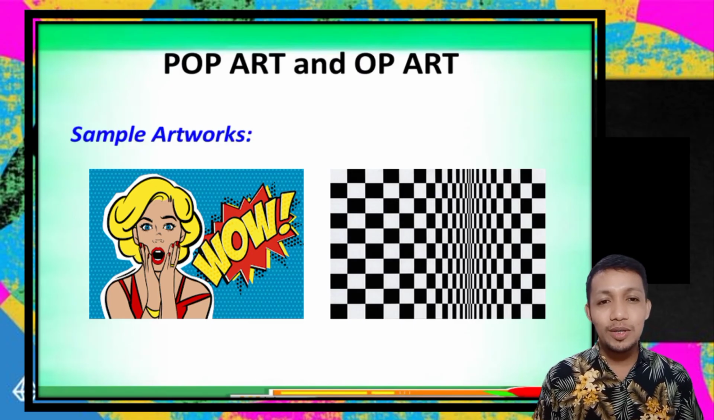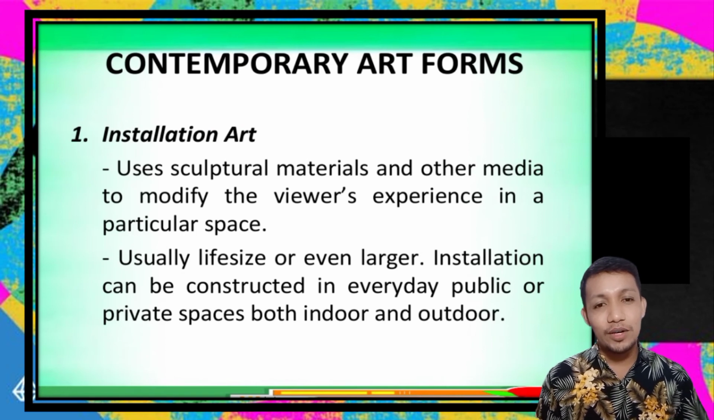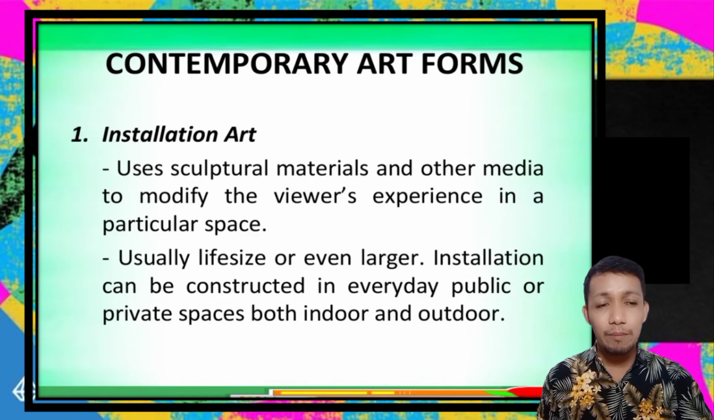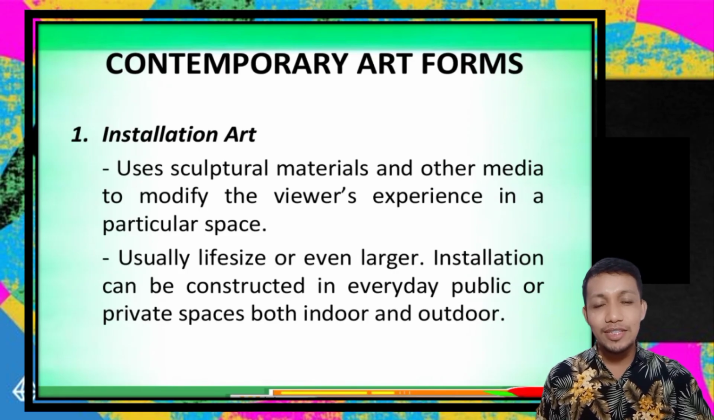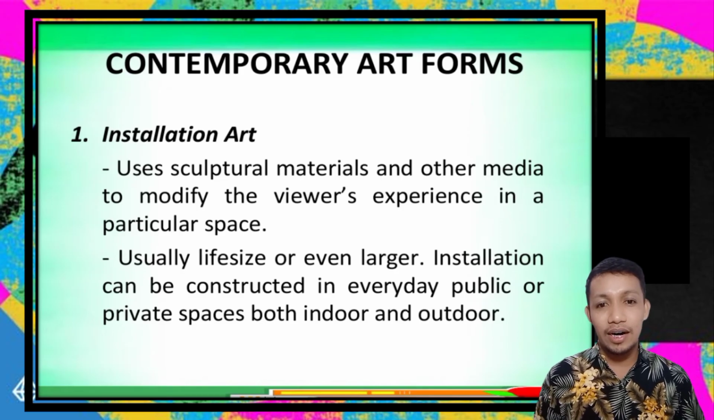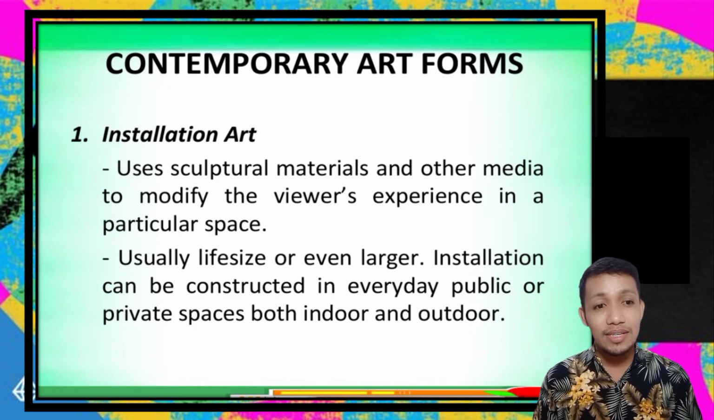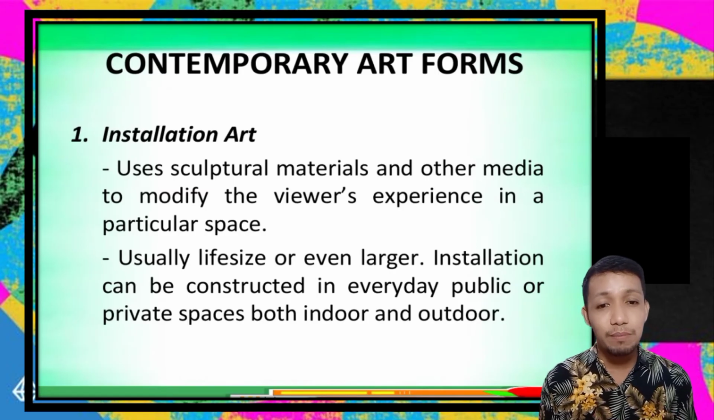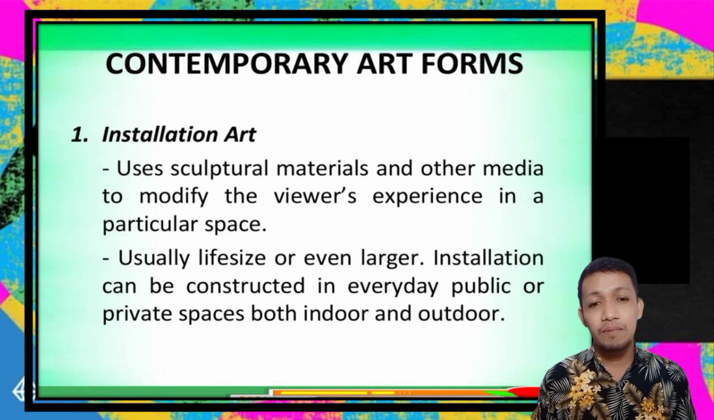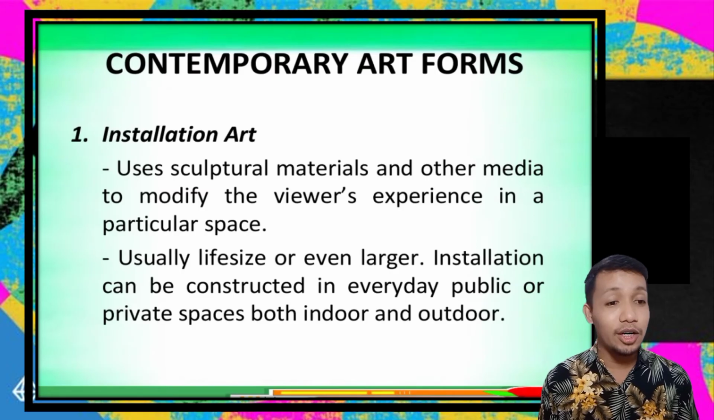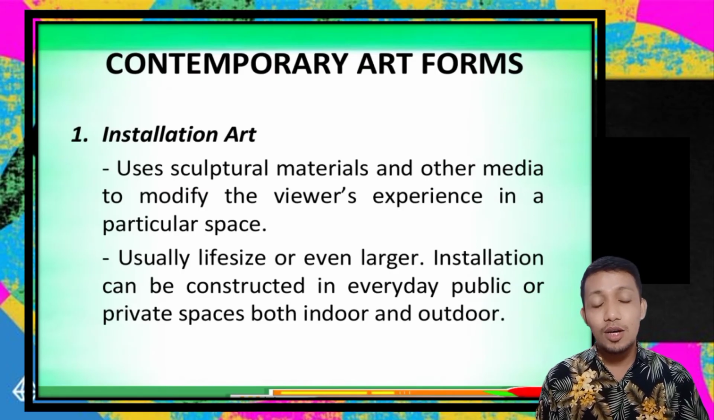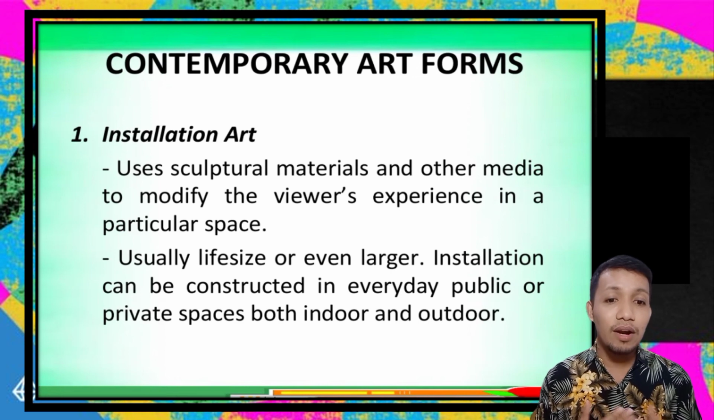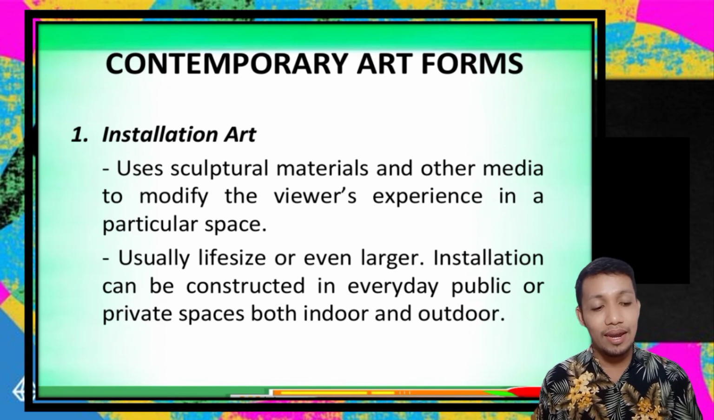We will now proceed to the last movement of modern art, which is contemporary art forms. There are two types of contemporary art forms or sub-movements. The first one is installation art and the second one is performance art. For installation art, it uses sculptural materials and other media to modify the viewer's experience in a particular space, usually or even larger. Installation can be constructed in everyday public or private spaces, both indoor and out.